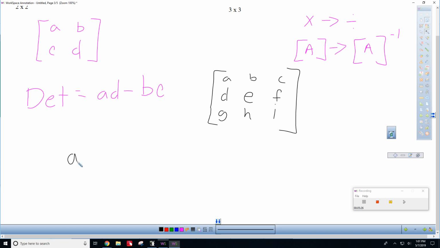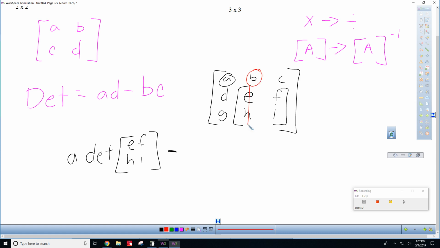You're going to take A, the top left, and you're just going to multiply it times the determinant of E, F, H, I. Okay? Now this one was positive. The next one is negative. That's what I screwed up. So the next time, you're going to take B.